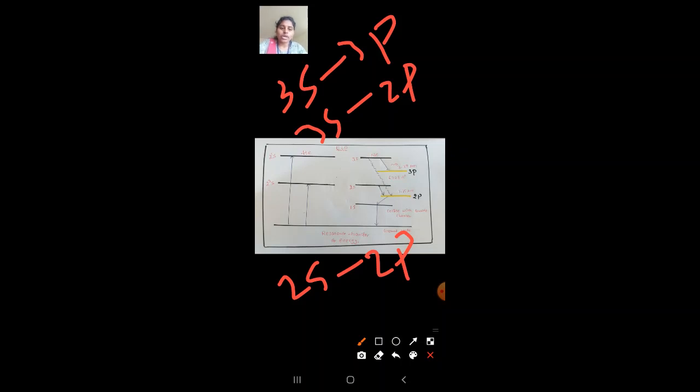After some time, the energies enter the metastable state. That state has some lifetime, and when that lifetime is completed, they automatically enter the ground state. This is our process.